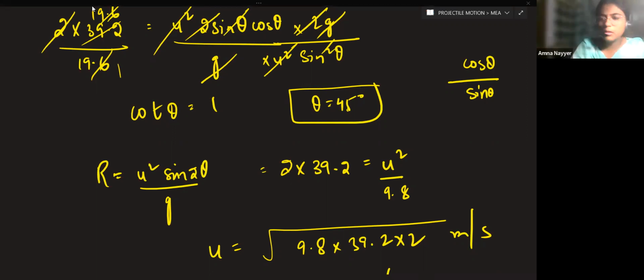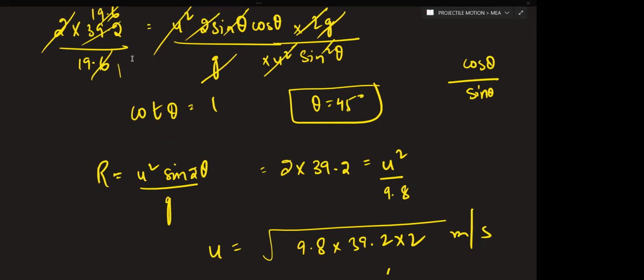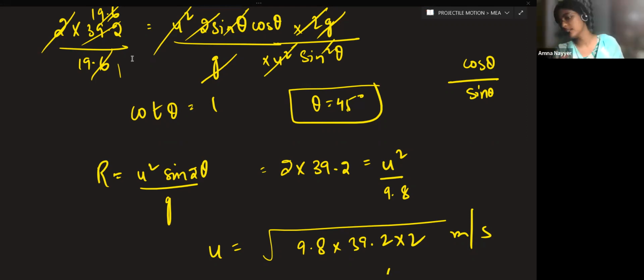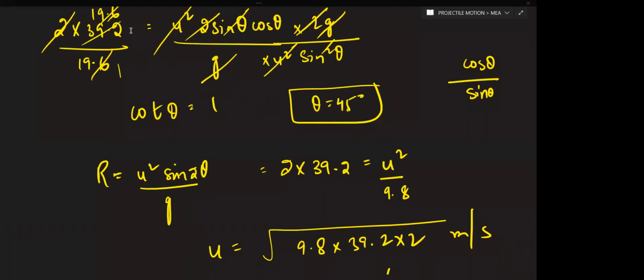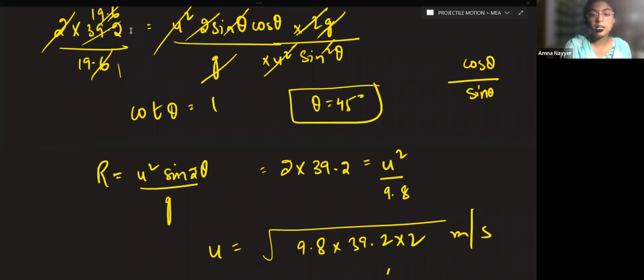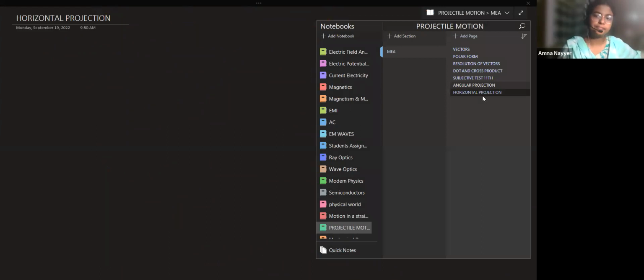Shall we start with horizontal projection? Clear till here? Yes, ma'am. Others? Aram, Maha, Fatima. Yes, ma'am. And what about you, Abdullah? You're able to understand? Let's start with horizontal projection.